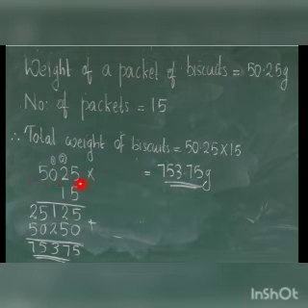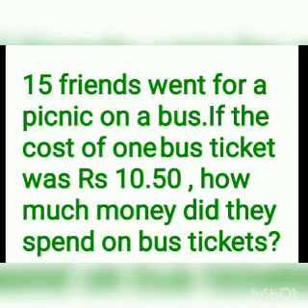When 5025 is multiplied with 15, we are getting 75,375. So counting two places, we have 753.75 grams. So what is the total weight of the biscuits? 753.75 gram.